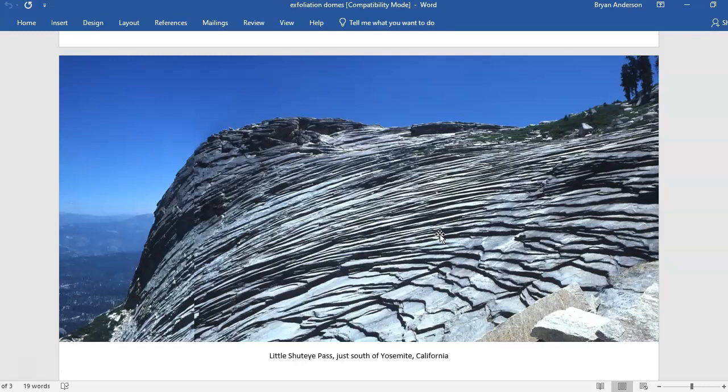I also want to talk a little bit about chemical weathering. Now, of course, they're going to occur at the same time, but chemical weathering usually involves three chemicals. Oxygen, water, and carbon dioxide are the big three. And the first kind of weathering I'm going to talk about is oxidation.